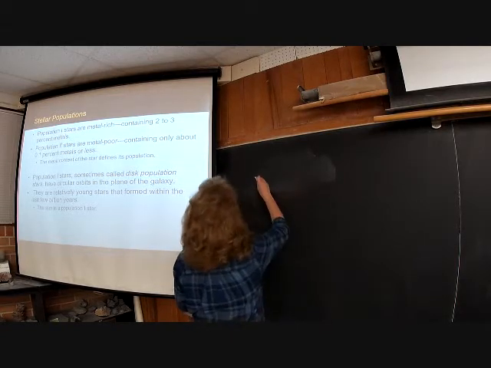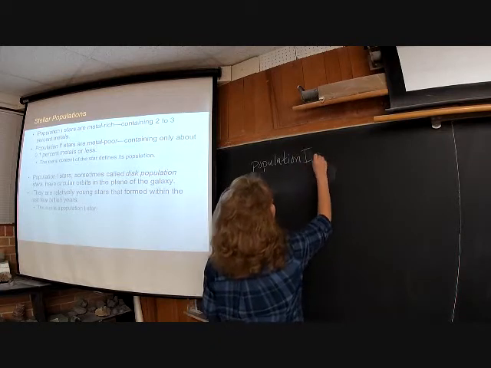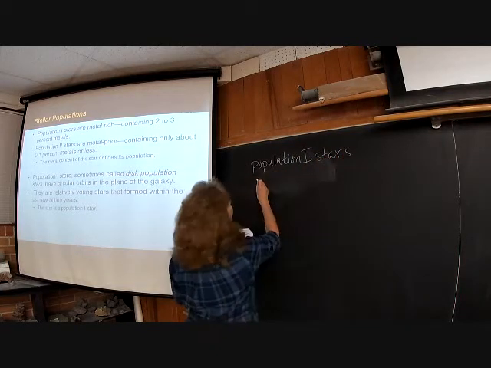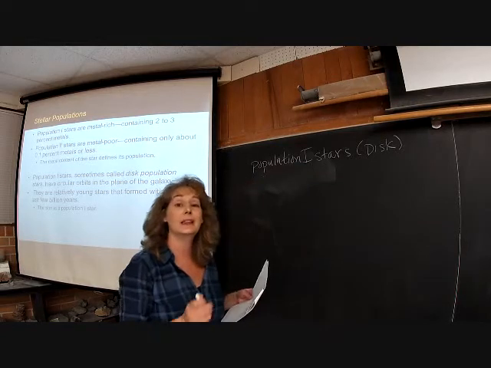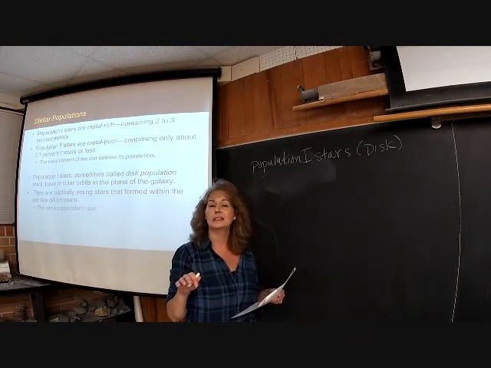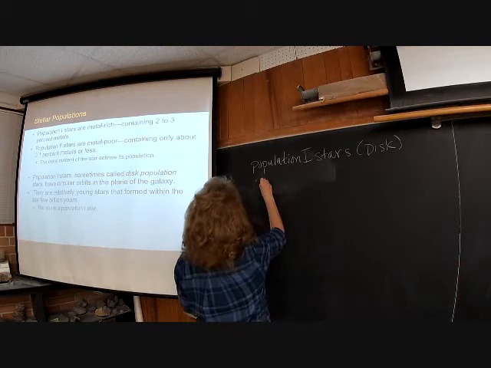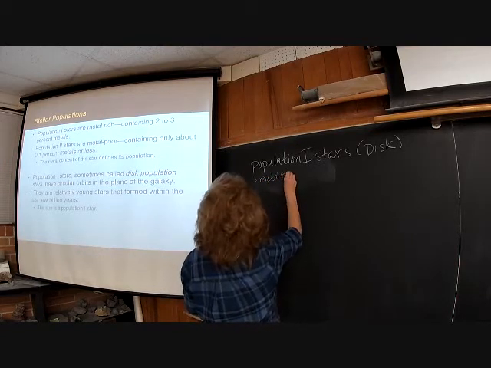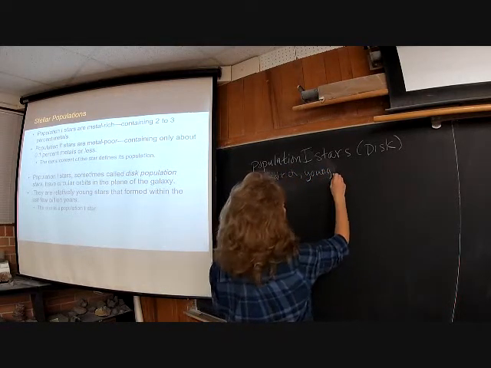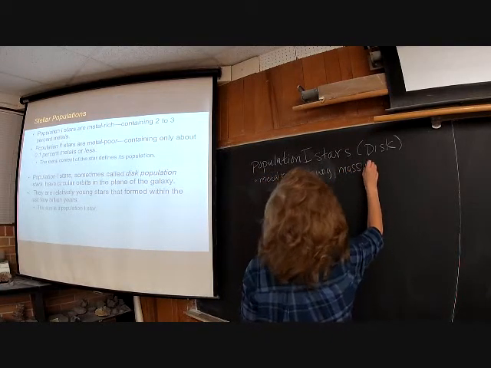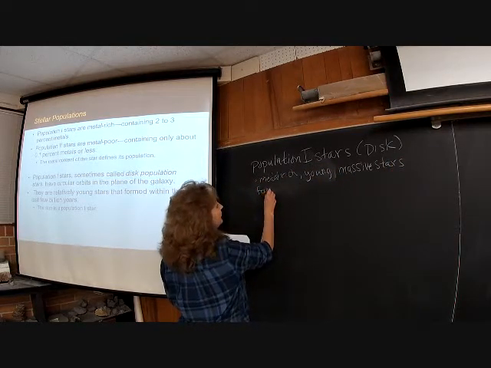So population 1 stars, also known as disk stars. Disk population, meaning that these are what we're going to find with these characteristics in the disk of the galaxy. Okay, so metal rich. They're young, right? They're a younger generation, and massive stars. Found in the spiral arms.